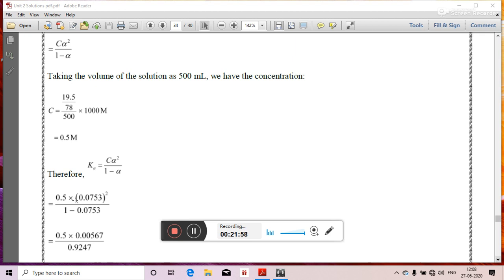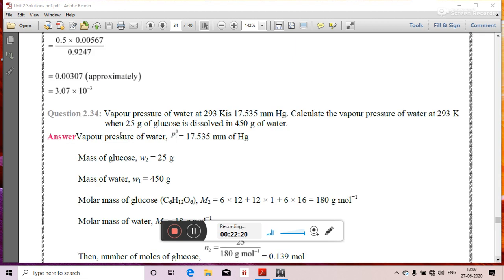So C is 0.5 into alpha square, which is 0.0753 the whole square, upon 1 minus alpha, so upon 1 minus 0.0753. So that is equal to 0.5 into 0.00567 divided by 0.9247. So that is equal to 0.00307. So if we take it in scientific notation, we have 3.07 into 10 raised to minus 3.